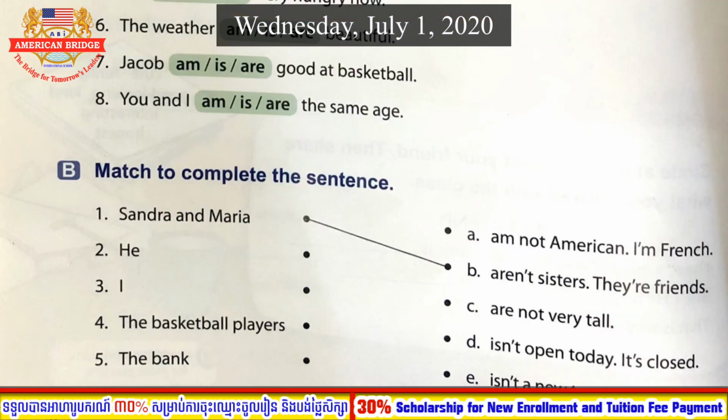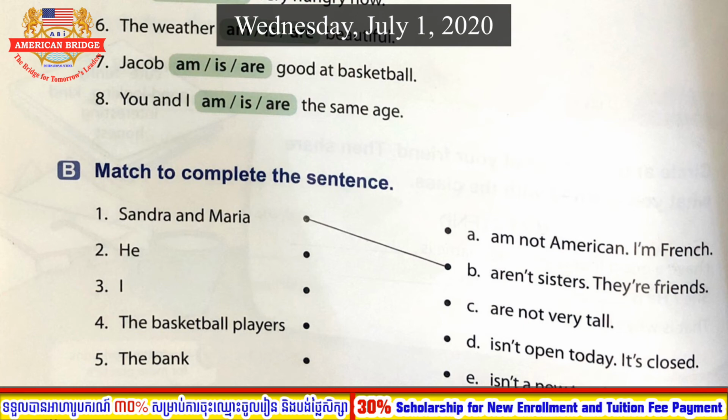B, match to complete the sentence. So on the left hand side, you see number 1 to number 5 are subjects, and on the right hand side, A, B, C, D, E, you have to match the numbers to the letters. Example number 1, Sandra and Maria aren't sisters, they are friends. Okay, so you have to match together so that the sentence is complete. Let's go to number 2.